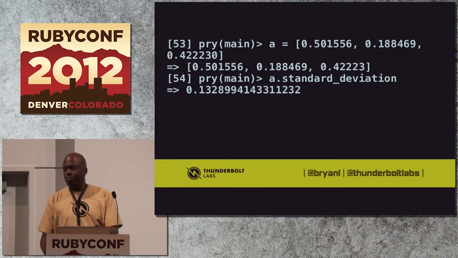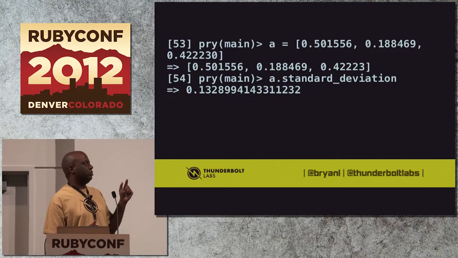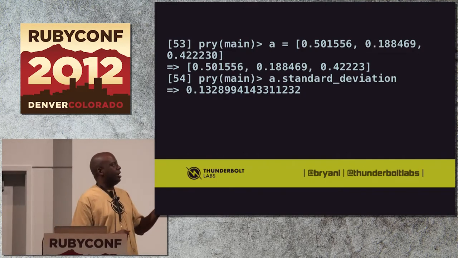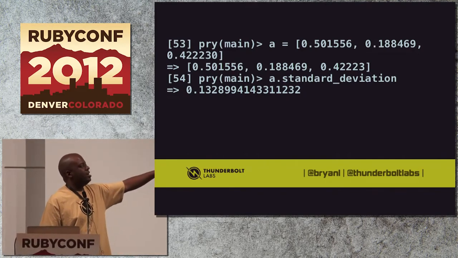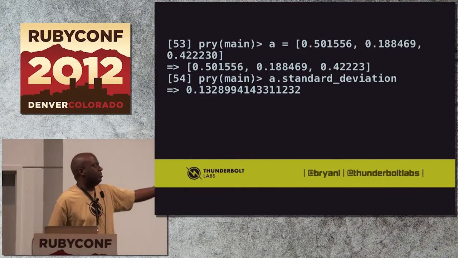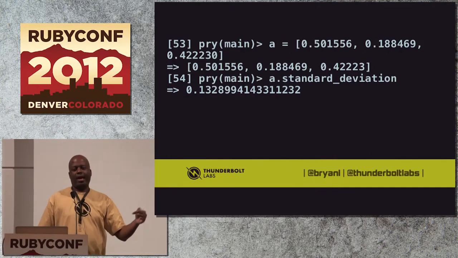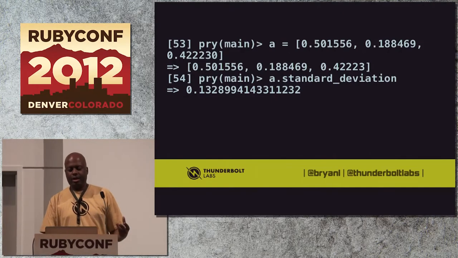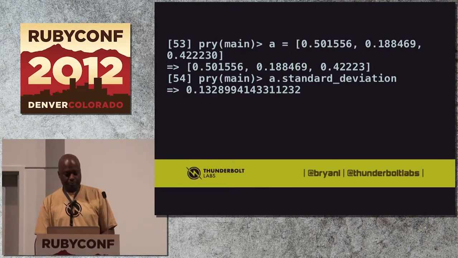So what you can do is require descriptive statistics slash safe. Say I have an array A, I can go A extend descriptive statistics, and I get those methods like standard deviation, min, max, average, and all the things that Array does not already include.